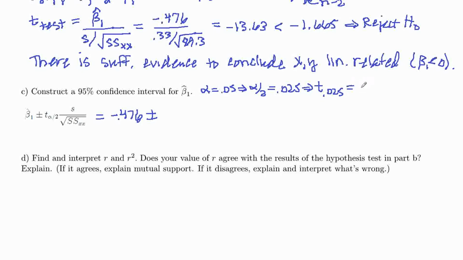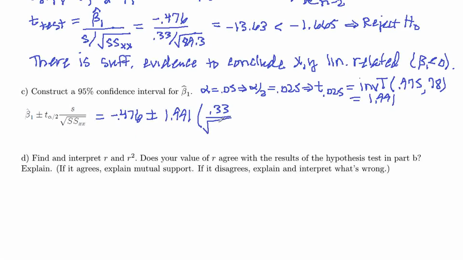So that means 2.5% of the area is to the right. So 97.5 is the left area. So we want to do inverse t 0.975. And then degrees of freedom, 80 minus 2, 78. And if you enter that into the calculator, you'll get 1.991. So 1.991 is our t-value, and then times this s over root of sum of squares SSxx, that's right here. So 0.33 over root 89.3.